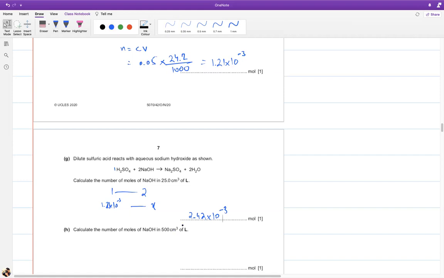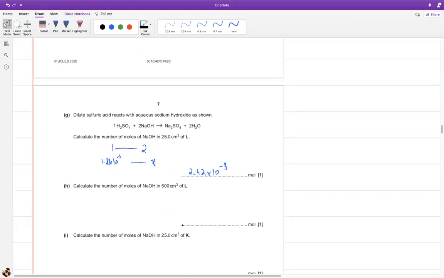अब हमें क्या पता है? हमें ये पता है कि 25 cm क्यूब में इतने मोल्स थे और ये सारे के सारे 500 cm क्यूब से आए थे. ठीक है. सो अगर 25 cm क्यूब में 2.42 into 10 power minus 3 था, तो 500 में ऑब्वियसली इसका, आई थिंक, 20 टाइम्स होगा. ठीक है. सो विल सिंपली मल्टीप्लाई दिस एंड वी विल गेट 0.0484, if I'm not wrong. That's the number of moles that we have in the 500 cm cube.